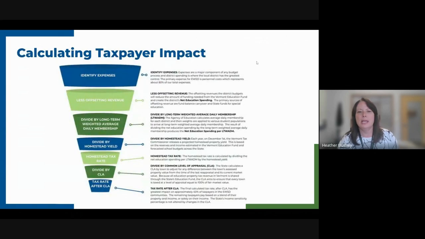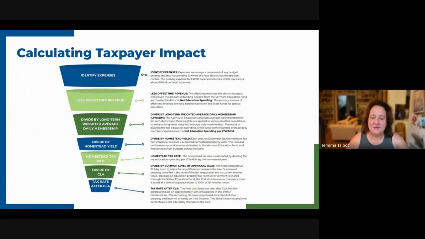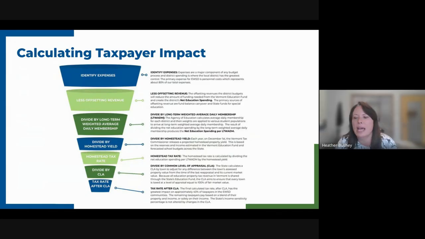Okay, so here is how we calculate taxpayer impact. We identify our expenses. We talked about that. We subtract the offsetting revenues. We talked about that. And I see Jemima's hand, so I'm going to pause. Will you define taxpayer impact? Yes. So this is how we get down to the tax rate.